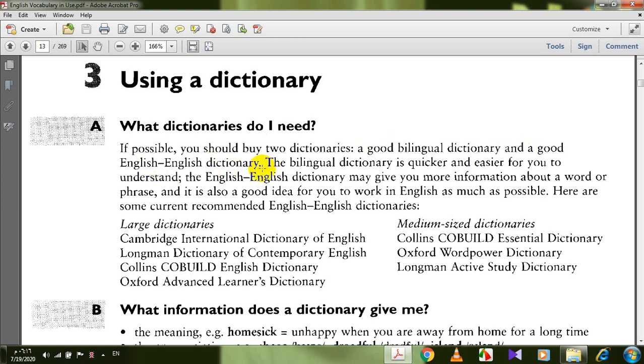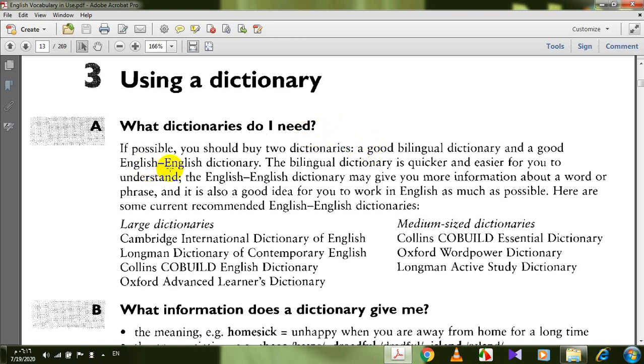An English dictionary is a monolingual dictionary because it has 1 language. It gives you an opportunity to know the meaning of the word in the target language. Monolingual, M-O-N-O, means 1 language. If we say this person is monolingual, it means he can speak only 1 language, mono, okay?